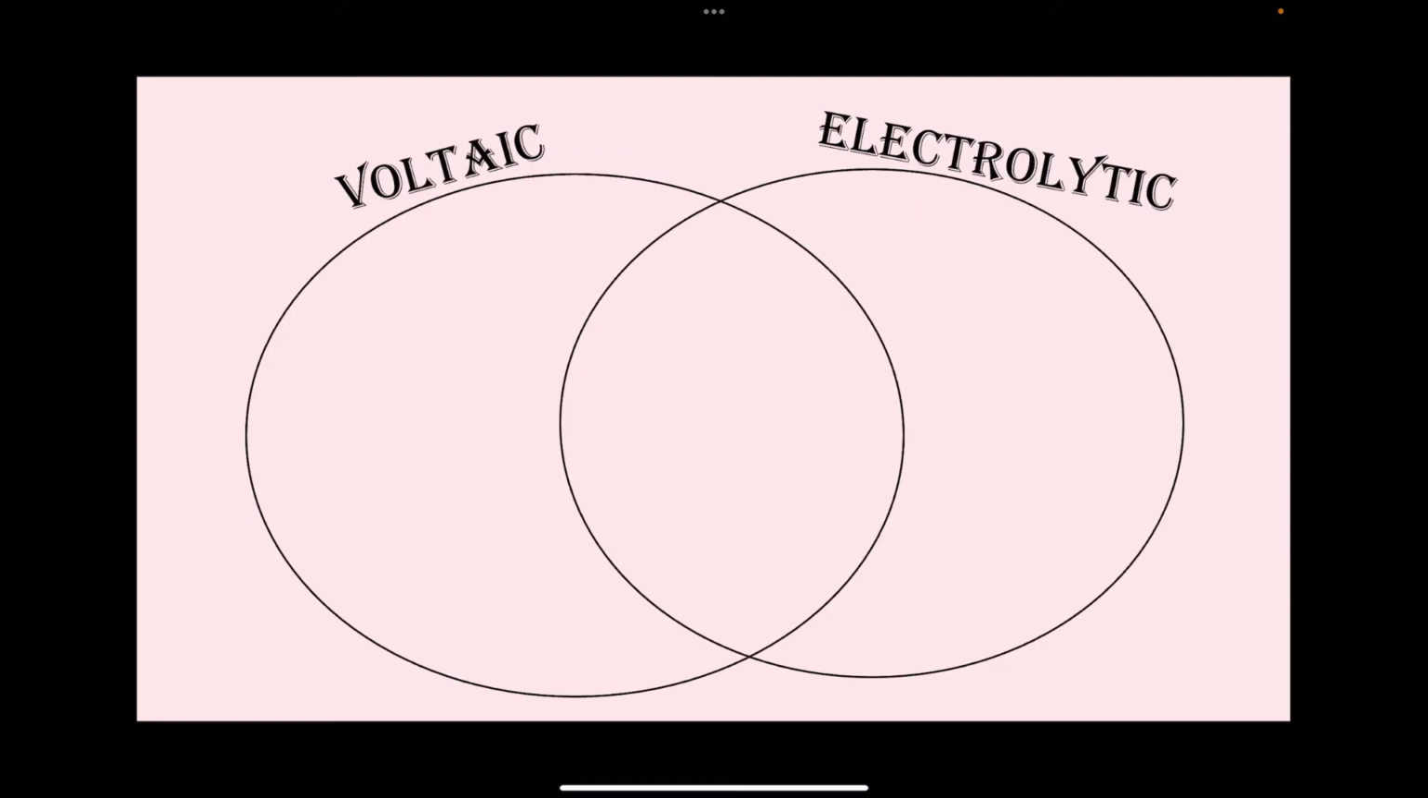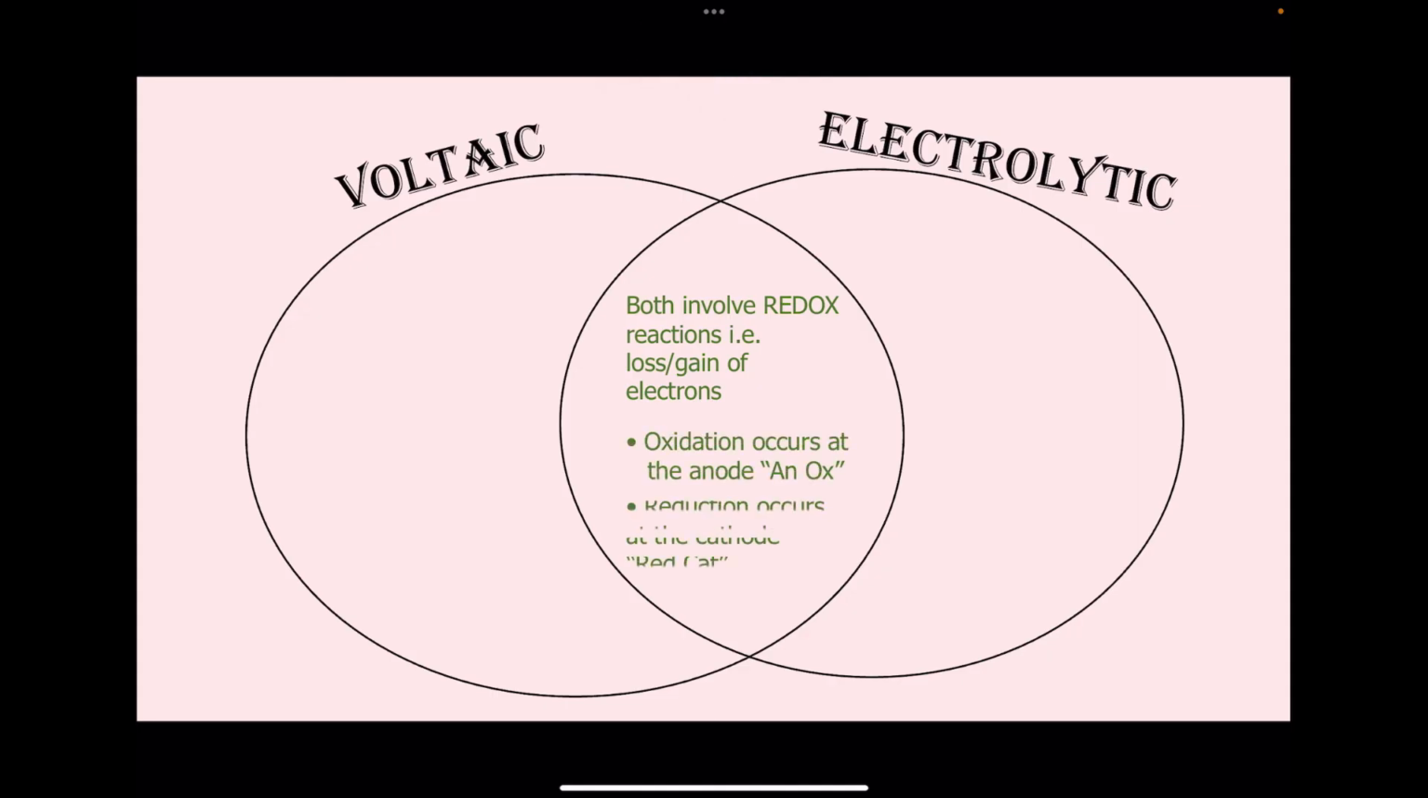So let's go ahead and compare voltaic and electrolytic one last time. Some similarities between both of them is that they both are applications of redox reactions, meaning there is gain or loss of electrons going on, and both of them have oxidation occurring at the anode, and they have reduction occurring at the cathode. So An Ox, Red Cat. This is the same for both types of cells. So then what are some differences?